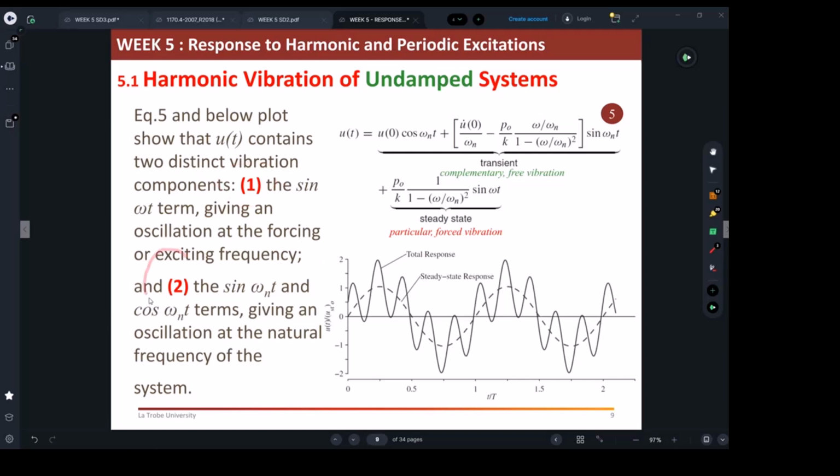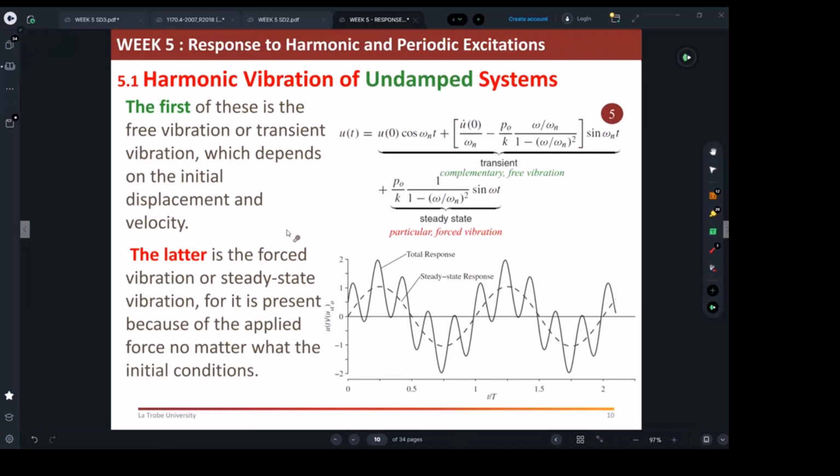There are two types of excitations involved. One is the forcing vibration, and one is the free vibration. That just reconfirms or re-explains what I've taken you through. And again, the first one here is the free vibration or transient vibration, which depends on the initial displacement and velocity, how strong it was pushed initially or displaced, if there was displacement. The second component is the forced vibration or steady state vibration.